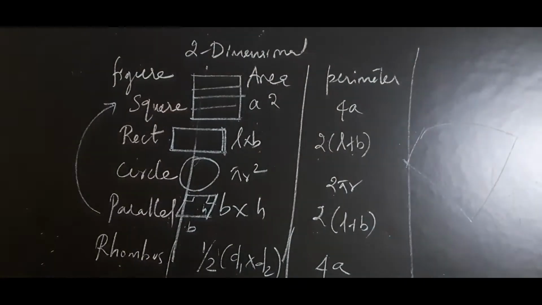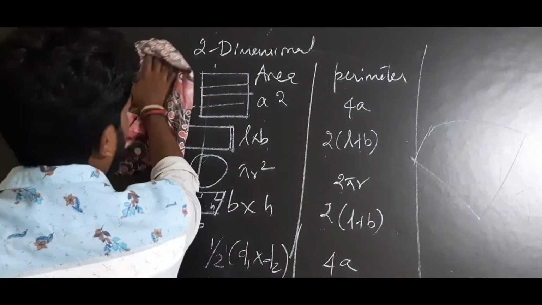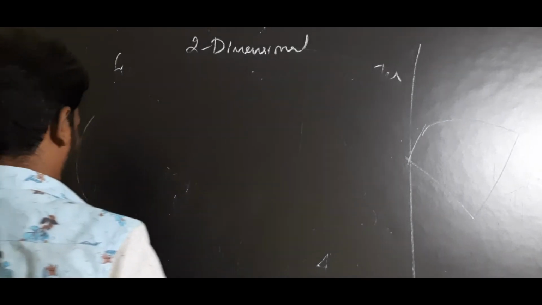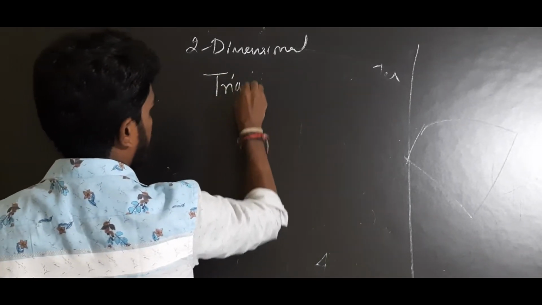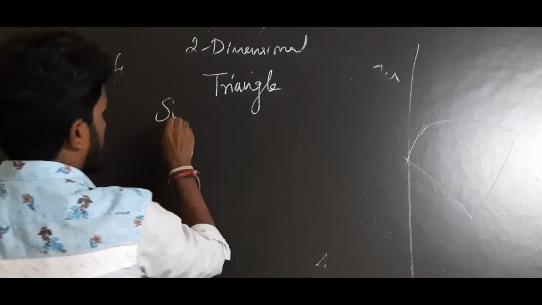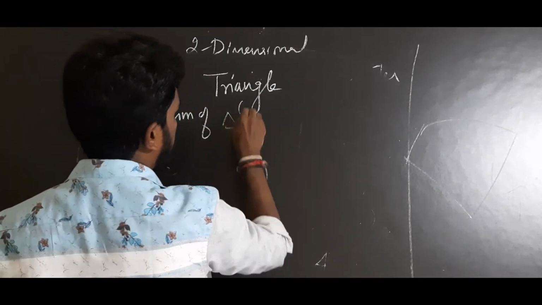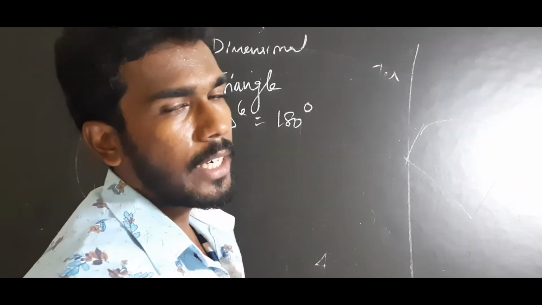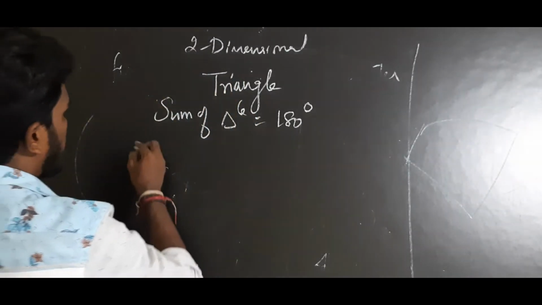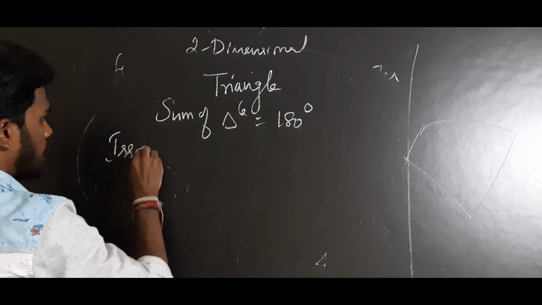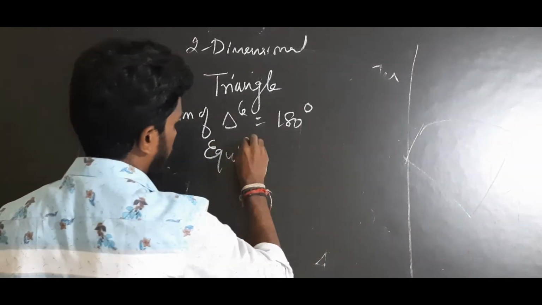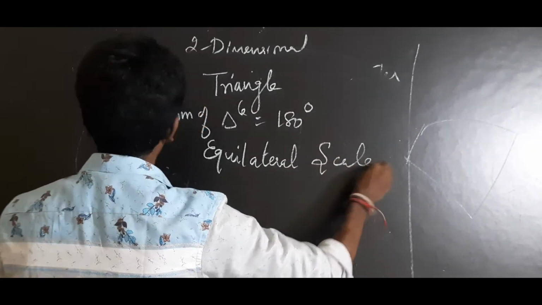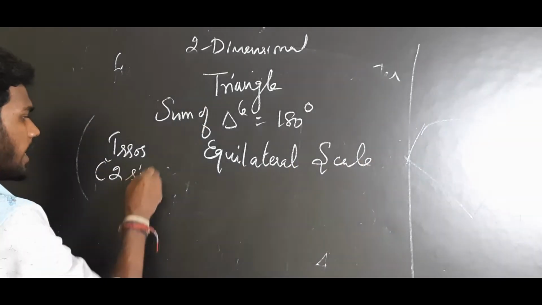It is about the triangle. If you consider a triangle, we have 3 different types of triangles. First thing, the sum of the angles of a triangle will always be equal to 180 degrees. All the angles in a triangle, if you add them up, should give you 180 degrees. So there are 3 types of triangle: the isosceles triangle, the equilateral triangle and the scalene triangle.